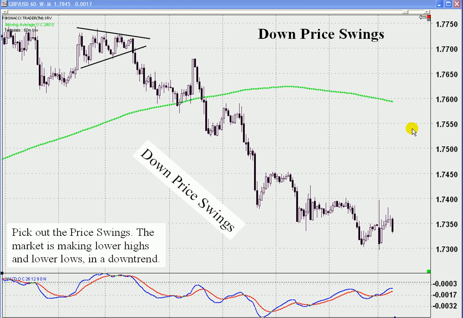Now here we have a downtrend where the market is making lower highs and the market is making lower lows.